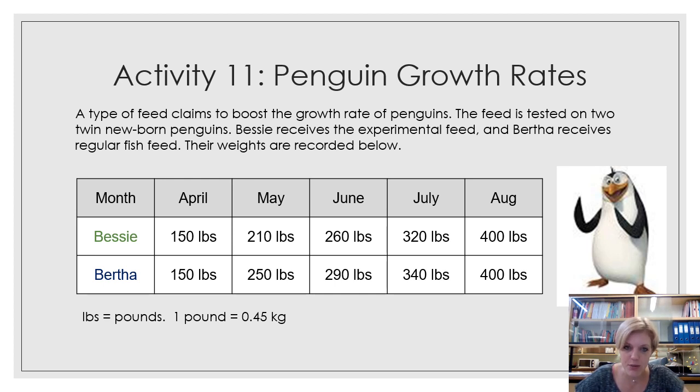So in this little table, you have got weight that is in pounds. So where it shows pound, 1 pound is equal to 0.45 kilograms. And as you can see, Bertha is definitely picking up weight a lot faster than Bessie. And Bertha is going to be our regular fish feed. Okay, so she's picking up on an ordinary diet, she's picking up weight a lot quicker than what Bessie is on the experimental feed. Okay, that's what we can see now, just looking at the table.